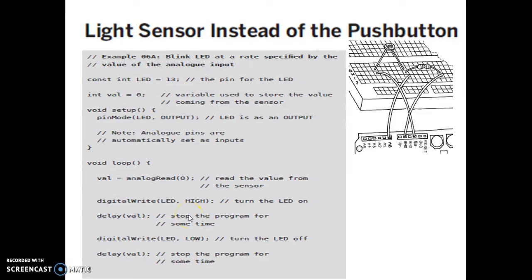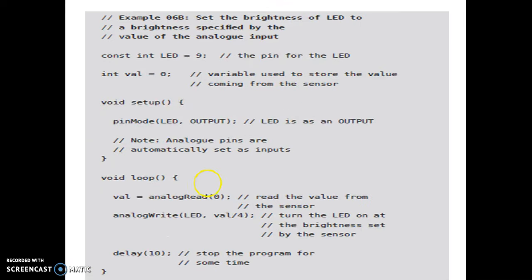Now we shall see one more program where we set the brightness of the LED to a brightness specified by the value of an analog input. In the previous example, the LDR output was used to change the delay of the on and off time. Now here we can see how we can change the intensity of the LED, which purely depends on the analog input obtained from the LDR.